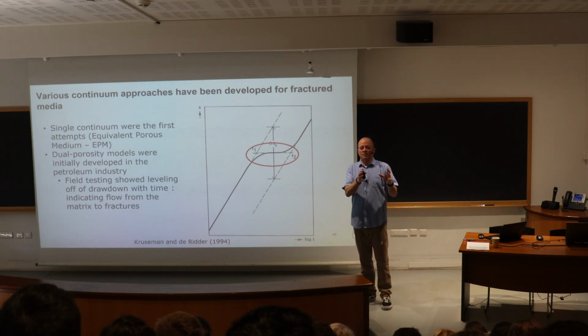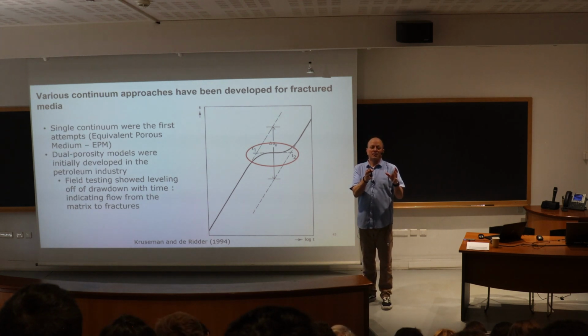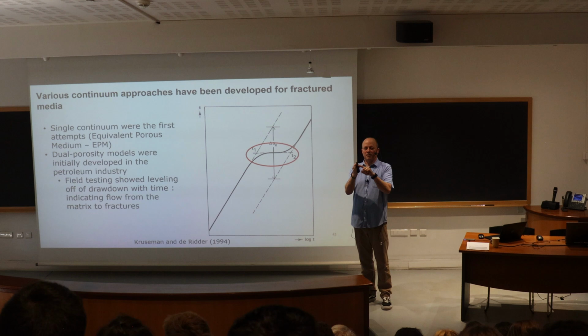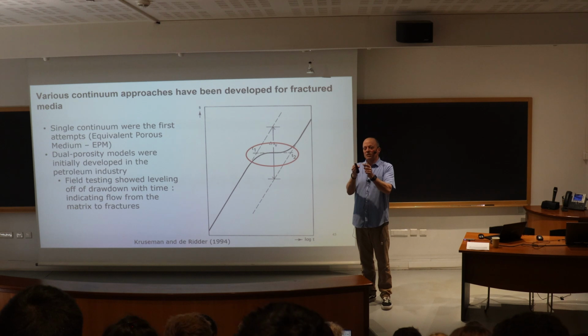But the matrix contains some fluid. If initially the matrix and the fractures next to it are at equilibrium, there won't be any flow. But if you start decreasing the pressure in the fracture, because the fracture responds quickly, then there will be disequilibrium, and you will start inducing some flow from the matrix into the fracture.